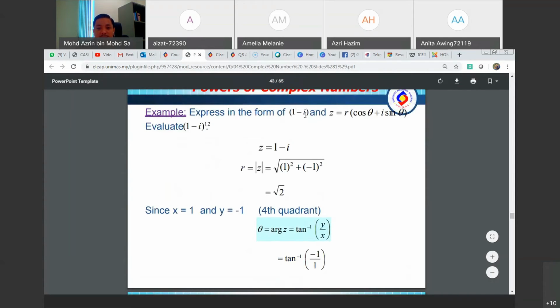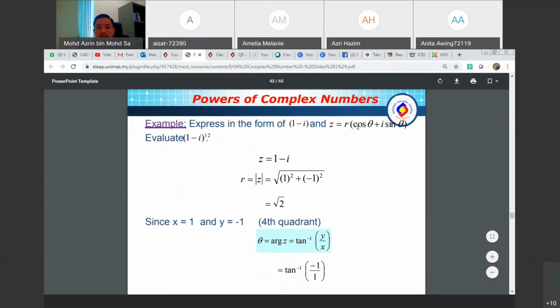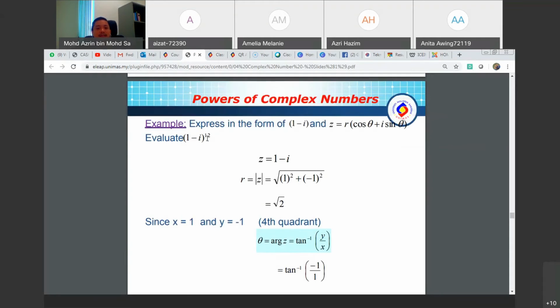So for example, dia cakap express in the form of 1 minus i and Z equal to R cos theta plus i sin theta. So evaluate 1 minus i power of 12. So dia cakap you gonna evaluate this form complex number ni.